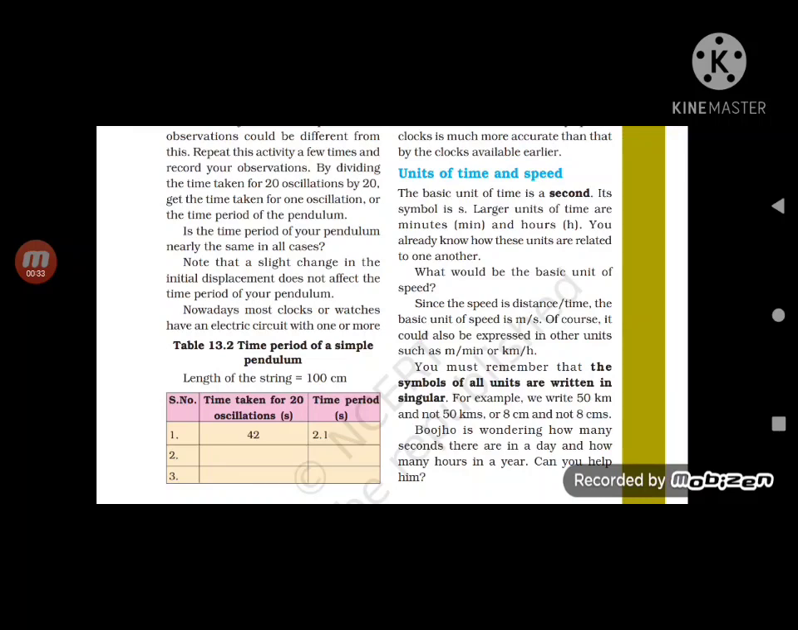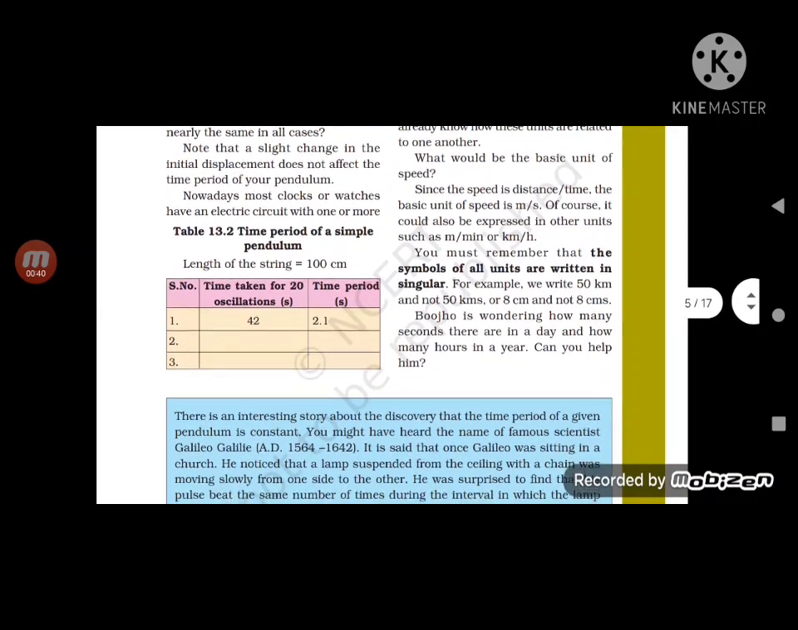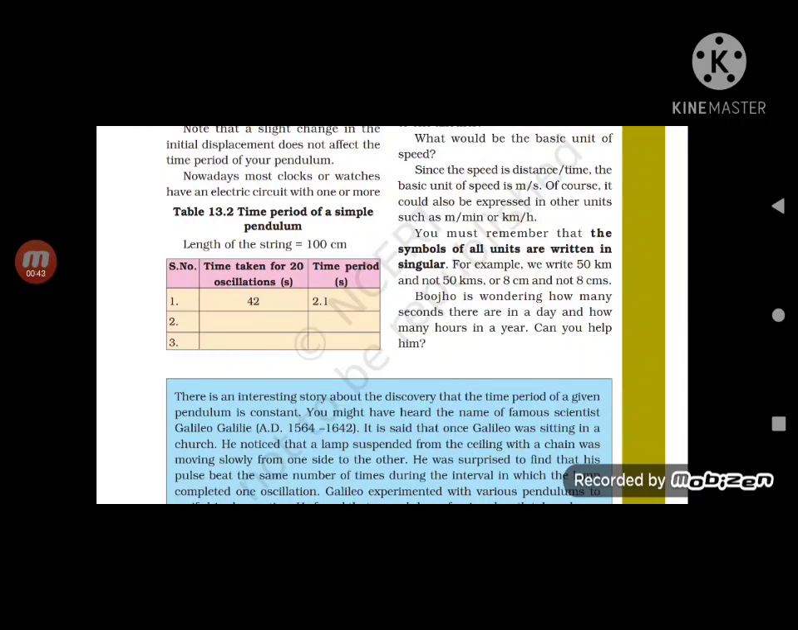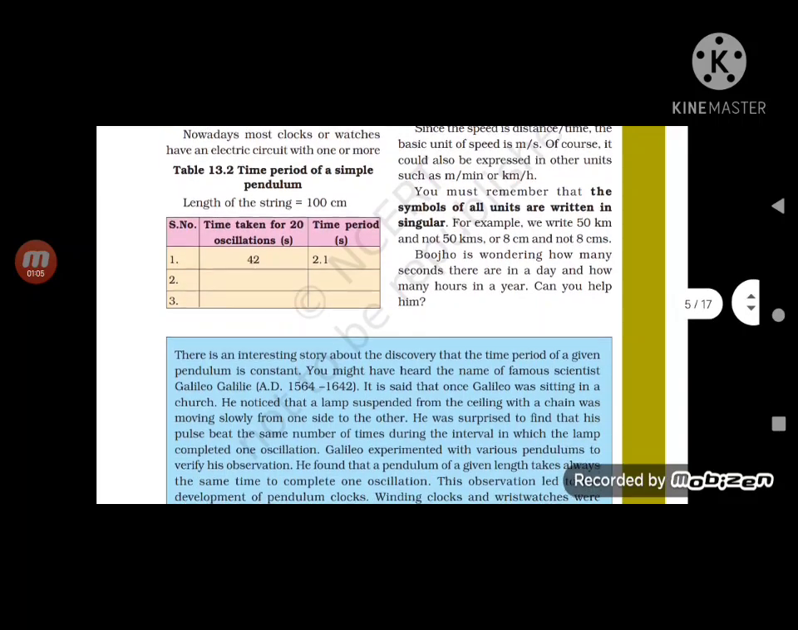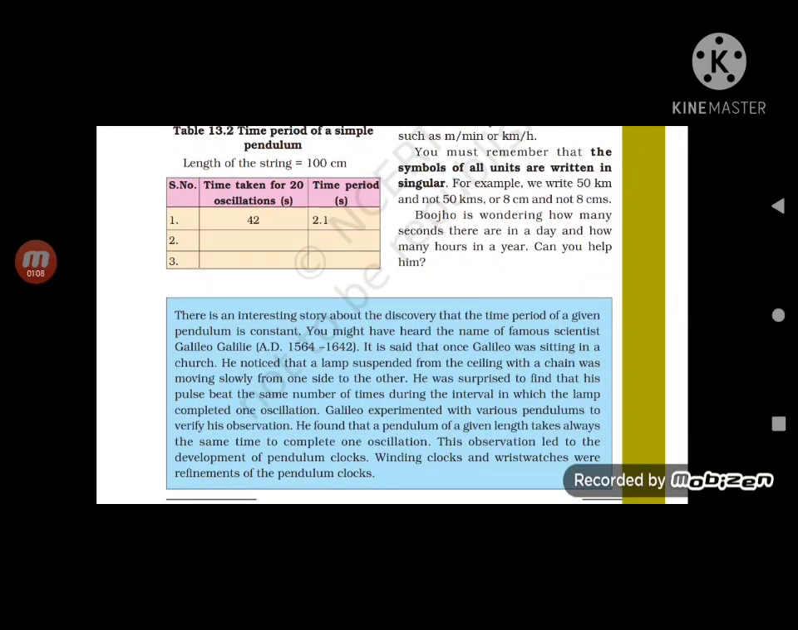Of course, it could also be expressed in units such as meter per minute or kilometer per hour. Whenever we need kilometer, we will use kilometer per hour, and whenever we need meter, we will use meter per second. You must remember that the symbols of all units are written in singular form. Don't write any unit in a plural form. Kilometer only, not kilometers. Don't use s anywhere. For example, we will write 50 kilometer, not 50 kilometers. 8 centimeter, not 8 centimeters.